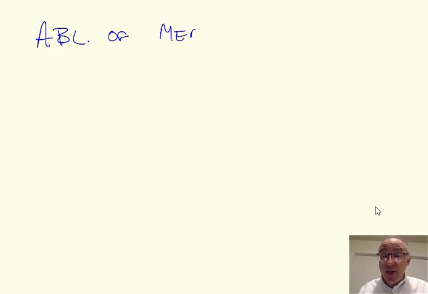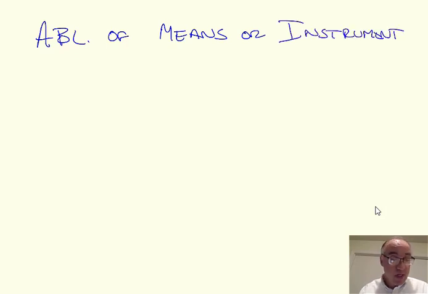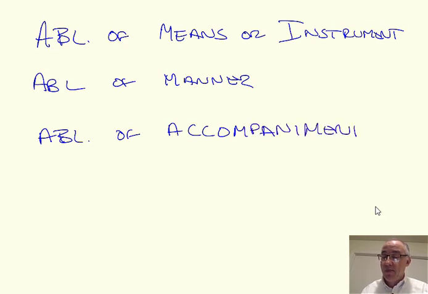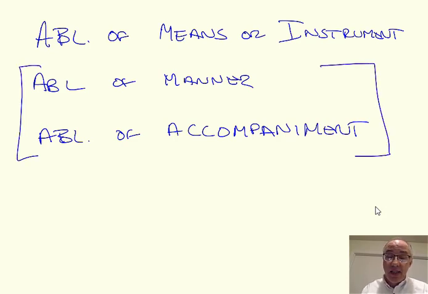And it's called means or instrument. The ablative of manner. And the ablative of accompaniment. And the book separates them, putting these two together and leaving the ablative of means or instrument by itself for appropriate reasons, which we'll see in just a moment. Let's tackle the ablative of means.